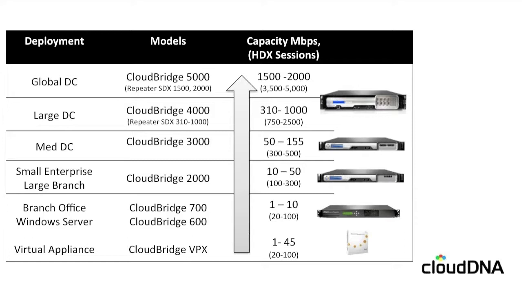CloudBridge 2000 is a new platform which has recently been released, and that will provide a flexible method of delivering that content. But again, the license key will determine whether that's a 10 or a 50 megabit throughput device. So the solution can grow with you if you need to increase that capacity as time moves on. CloudBridge 3000, similarly, 4000 and 5000 have greater capacities.